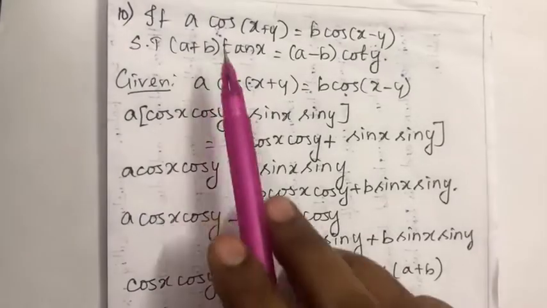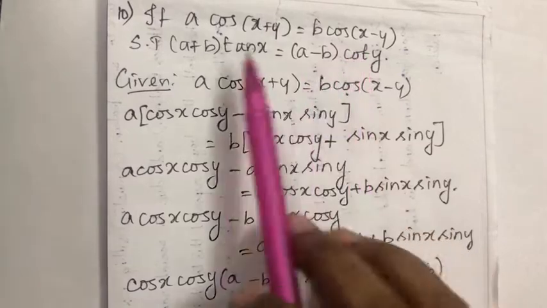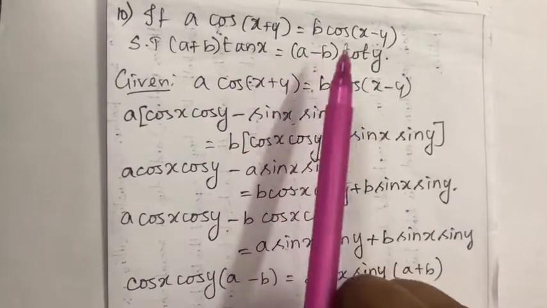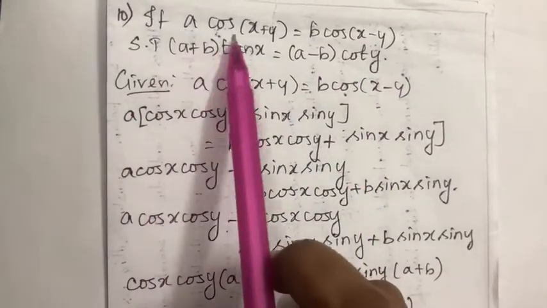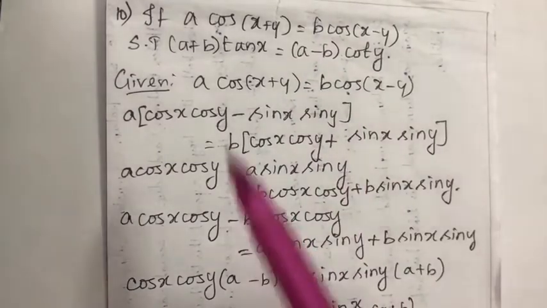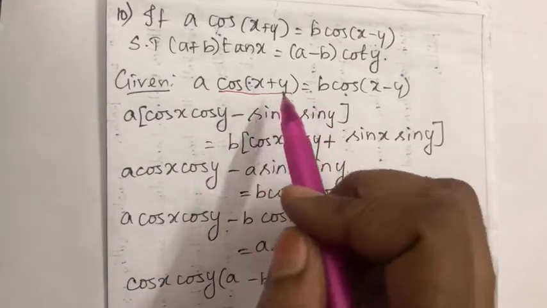10th one. If a cos(x + y) is equal to b cos(x − y), show that (a + b) tan x is equal to (a − b) cot y. It's given that a cos(x + y) is equal to b cos(x − y). Now we are going to expand this with the formula for cos(a + b).